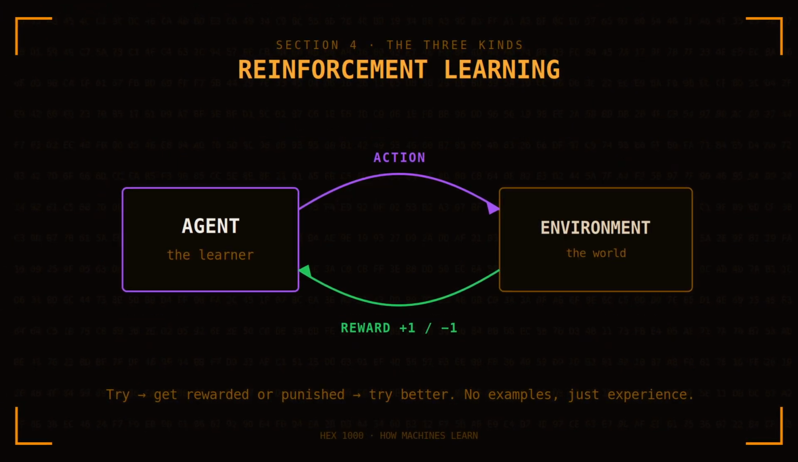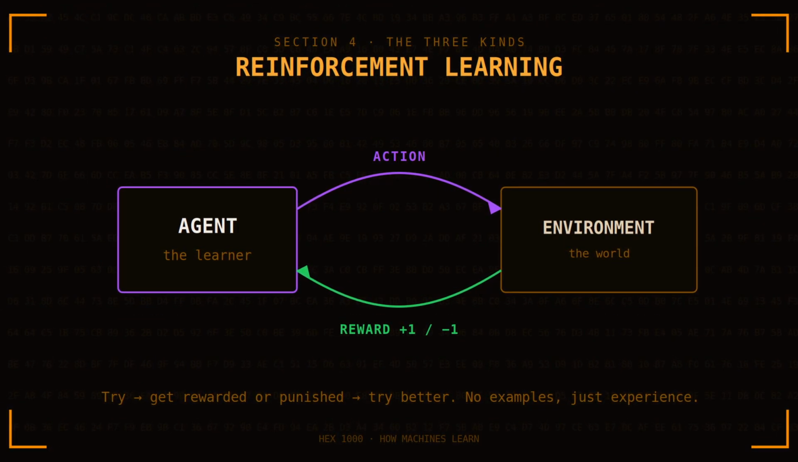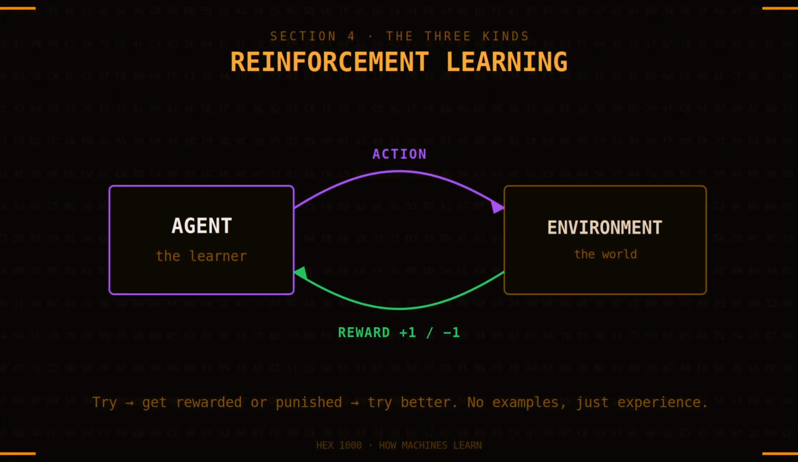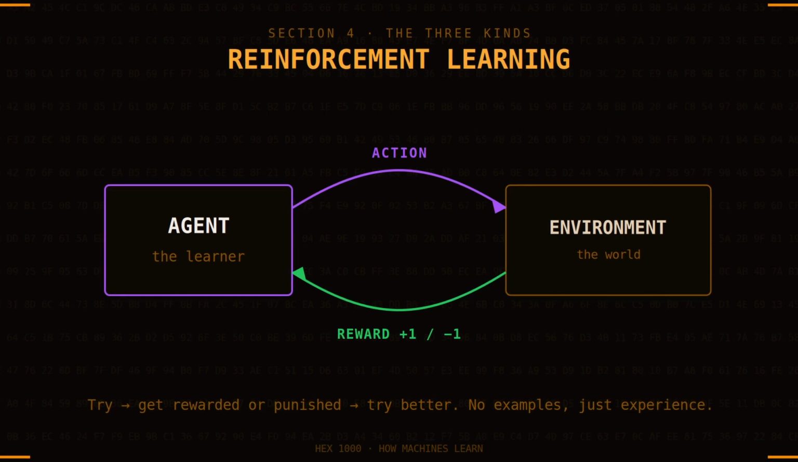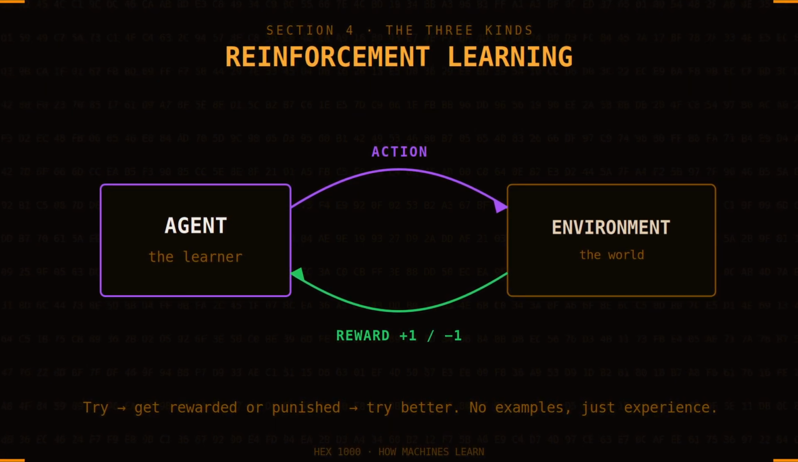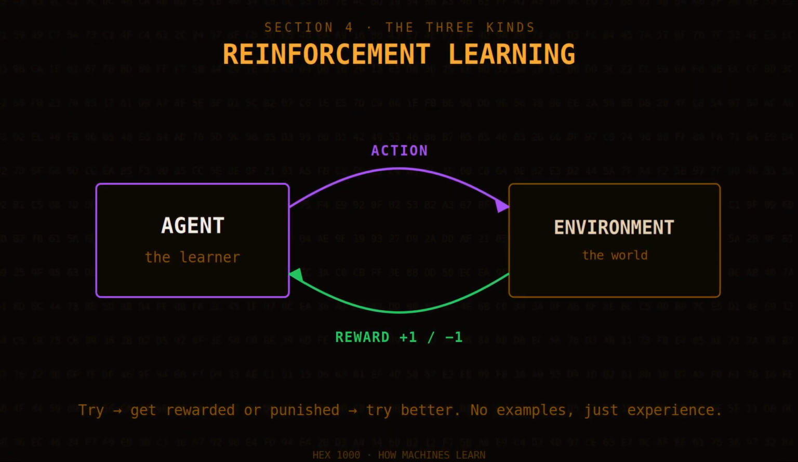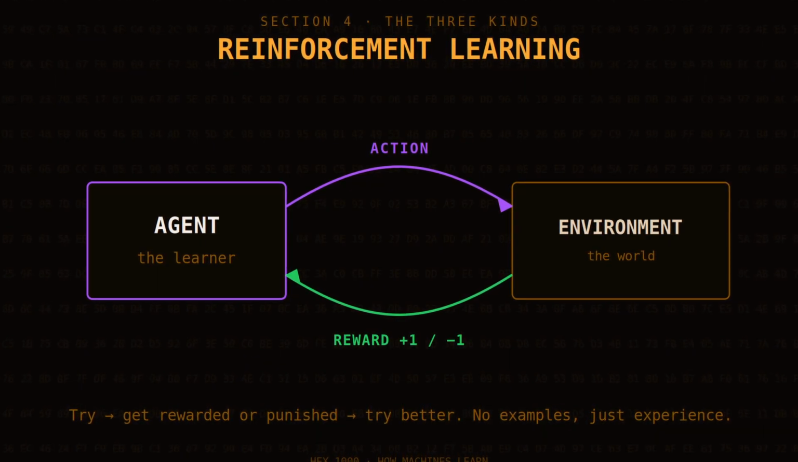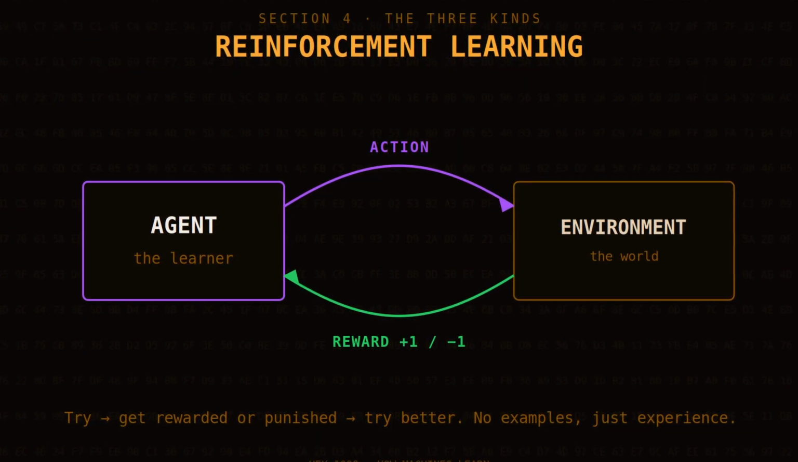The third kind is the most different, and in some ways the most fascinating: reinforcement learning. There's no fixed dataset of right answers. Instead, an agent, the learner, takes action in an environment and gets feedback in the form of rewards or penalties. Do something good, get a reward. Do something bad, get a penalty. Over time, the agent learns a strategy that maximizes its total reward.